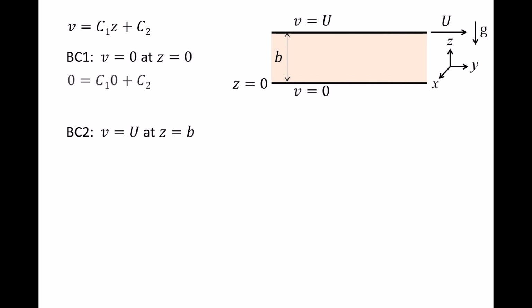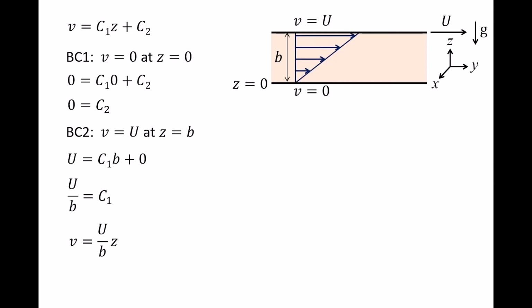Applying the first boundary condition, v equals 0 at z equals 0, resulting in the constant c2 being 0. Applying the second boundary condition, v equals capital U at z equals b, and plugging in 0 for c2 results in c1 equaling U over b. Plugging in our values for c1 and c2 into the equation for v, we now have an expression for how v varies with z. It varies linearly, with a slope of U over b. Since v only varies in the z direction, the velocity profile is the same at every y location.